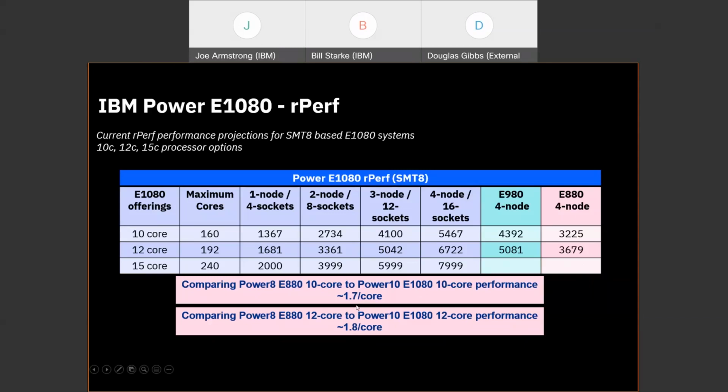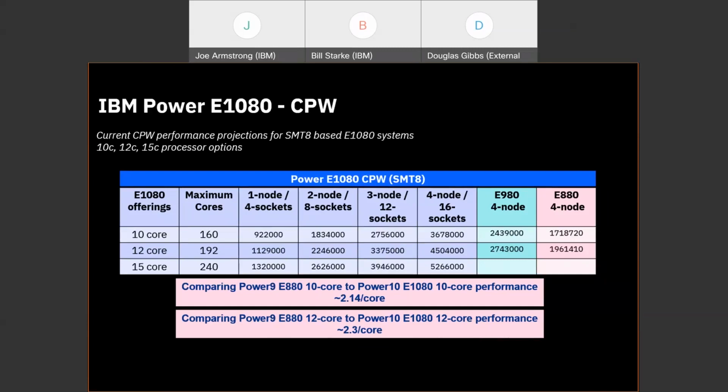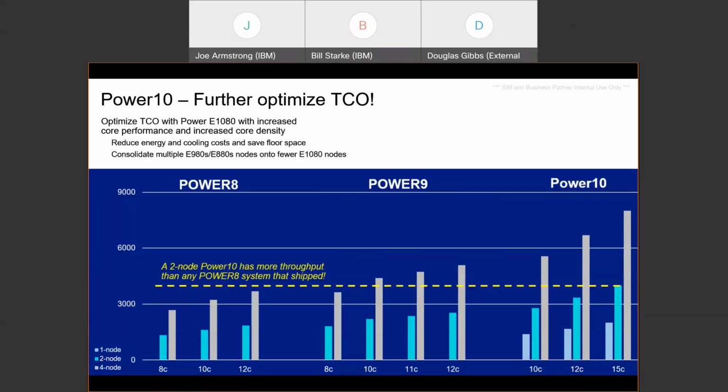For the IBM i people out there who like to look at CPW instead, here are the same CPW numbers. They actually look a little bit better. In the 880, it's over 2x per core improvement from an E880 to an E1080. So pretty significant performance improvement, which you can see in this next chart, where you can take a Power10 2-socket system available today, a 15-core system, and outperform the largest E880 system that we offered before by a little bit of a margin even, right?